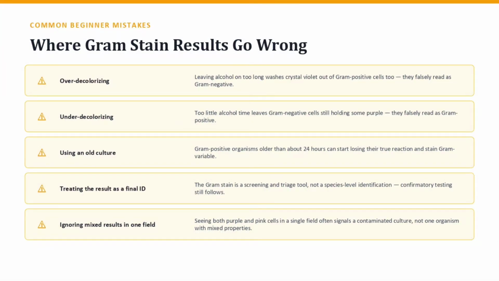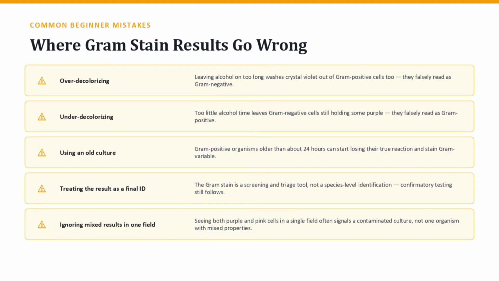Before we close, let's go through where gram stain results actually go wrong in practice. The first mistake is over-decolorizing. Leaving the alcohol on too long washes crystal violet out of gram-positive cells too, and they falsely read as gram-negative. The second mistake is under-decolorizing. Too little alcohol time leaves gram-negative cells still holding on to some purple, and they falsely read as gram-positive. The third mistake is using an old culture. Gram-positive organisms older than roughly 24 hours can start losing their true reaction and staying gram-variable, showing a mix of purple and pink cells that has nothing to do with contamination.